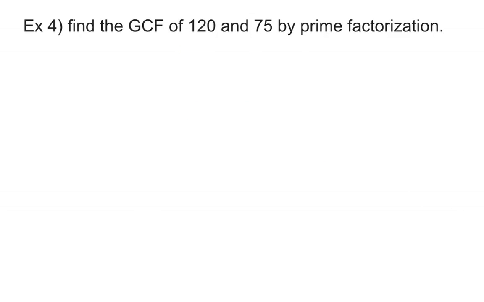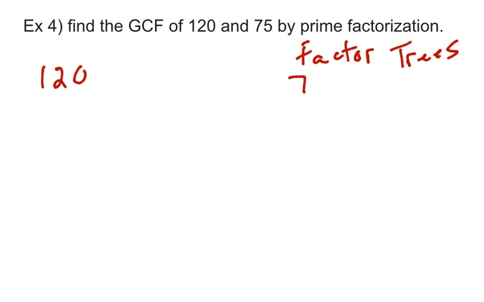Okay, new type of problem. Find the greatest common factor of 120 and 75 by prime factorization. So now, prime factorization, they're telling us to use a different method. They're saying use factor trees. If they give me 120 and 75, I'm going to list those, and now we have to break those down using factor trees.